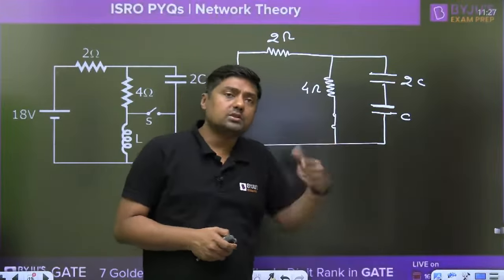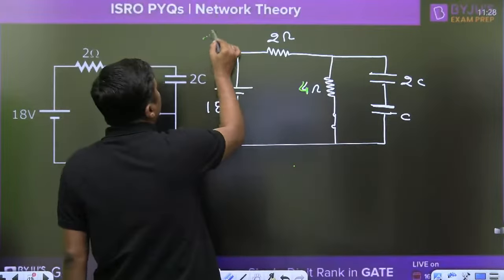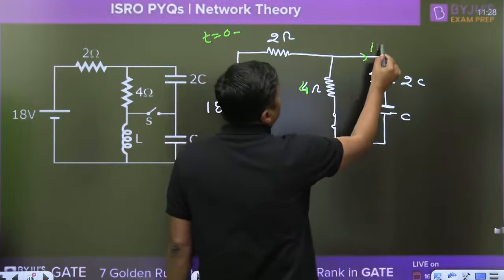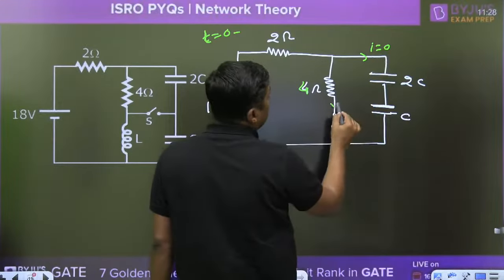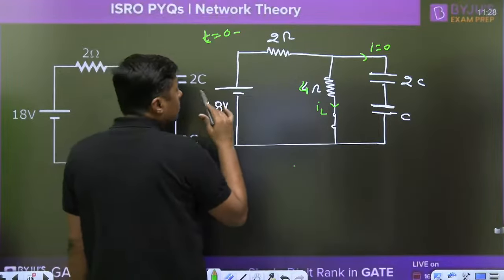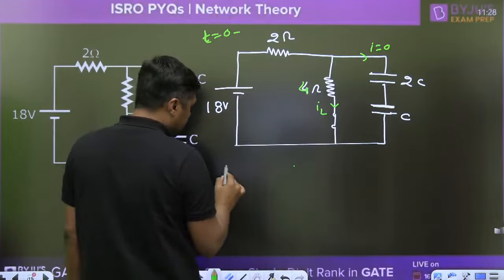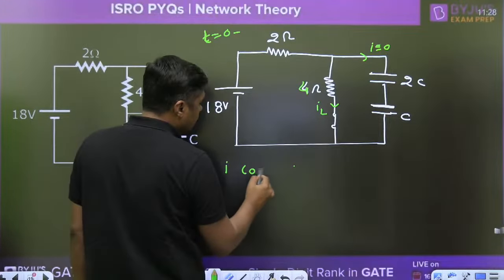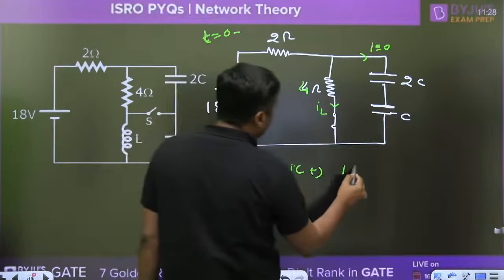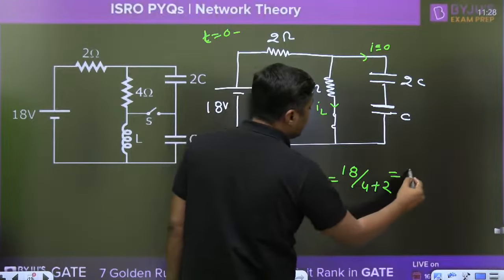What is the meaning of the open circuit? It means there is no current under steady state. This is the diagram exactly at t equal to 0 negative. There will be no current through the capacitors. Now there will be the IL, and remember, an inductor does not allow sudden change of current. Now, I0 negative is equal to I0 positive is equal to 18 divided by 4 plus 2, that is 3 ampere.